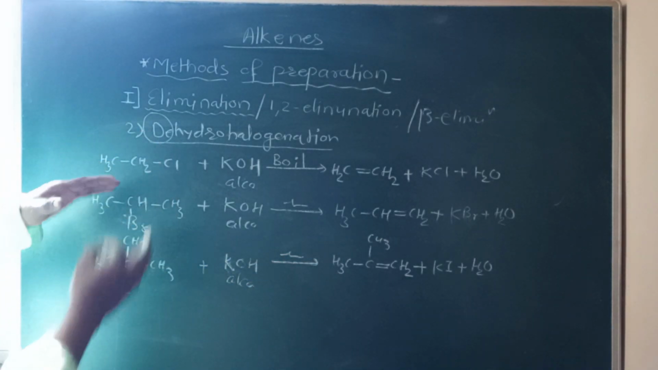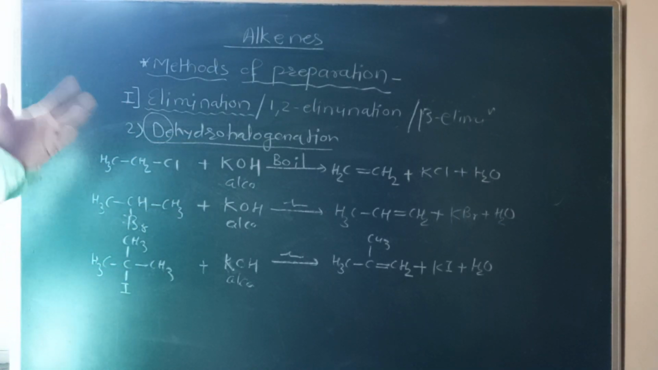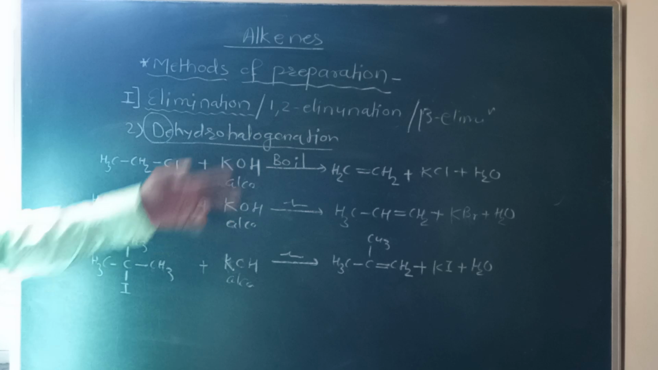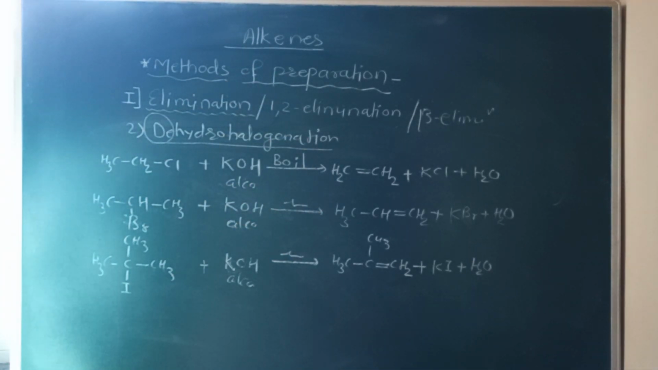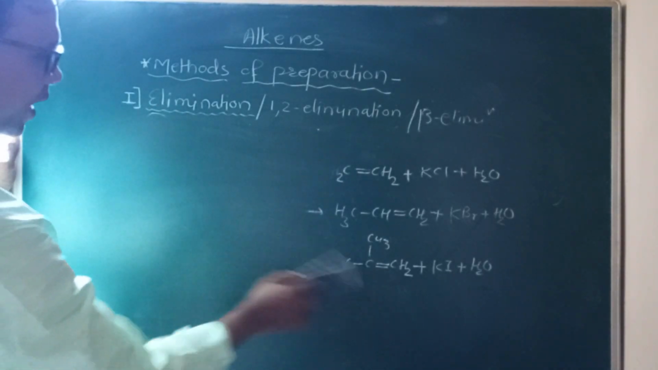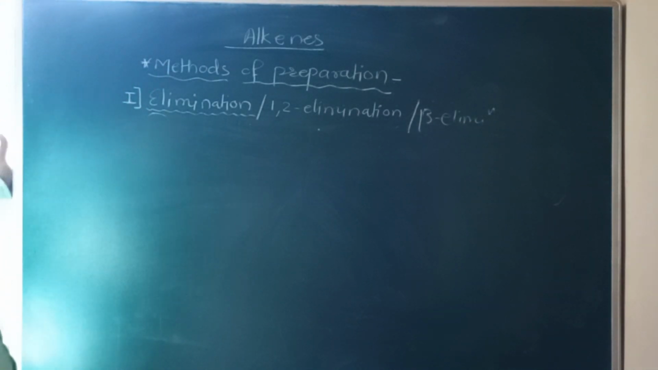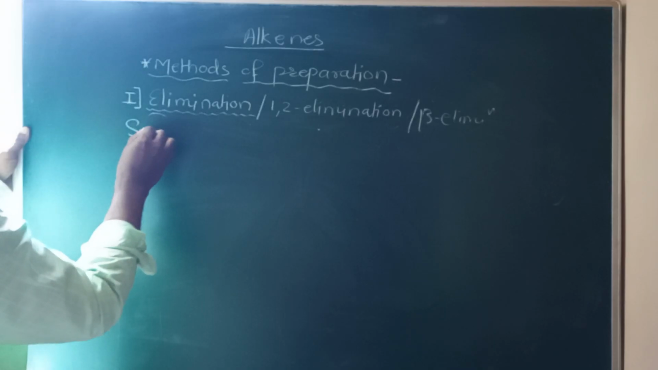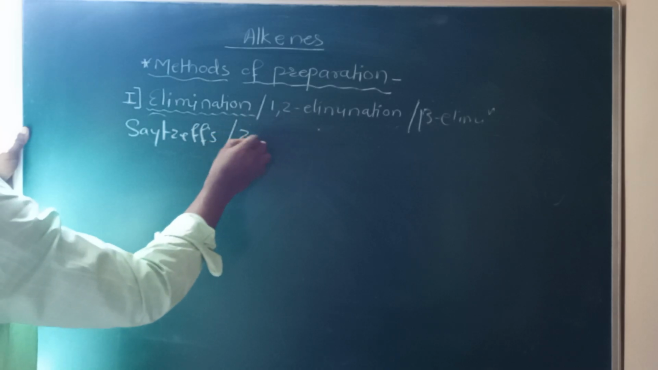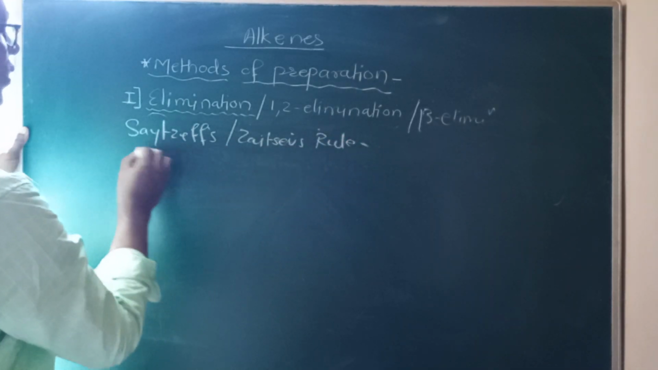So this was the second elimination reaction, that is dehydrohalogenation. The first one was dehydration. Dehydration of alcohol as well as dehydrohalogenation of alkyl halides results in alkene. Got it? Yes. Now, under this title, dehydration of alcohol as well as dehydrohalogenation of alkyl halide, you find one very important rule. It is known as Saytzeff's rule, sometimes also called Saytzeff's rule.